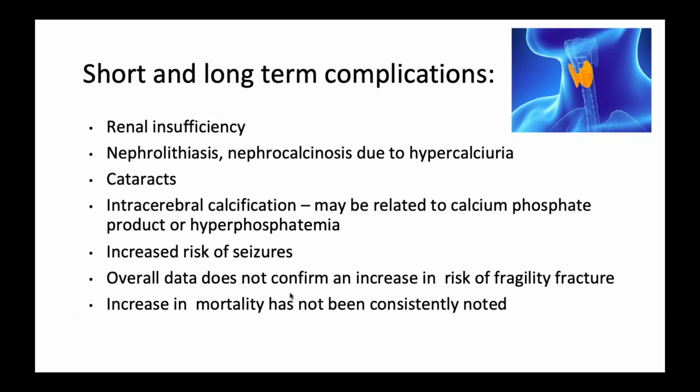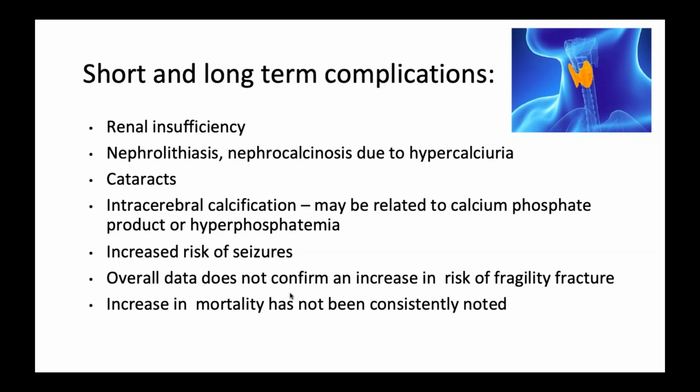So what are the short and long-term complications of hypoparathyroidism? We've talked about hypercalciuria, and this will result in an increase in nephrocalcinosis and nephrolithiasis and impair renal function. We can also have ectopic calcification in the lens as well as the basal ganglia. And we have been under the impression that the calcium phosphate product really determines the likelihood of ectopic calcification.